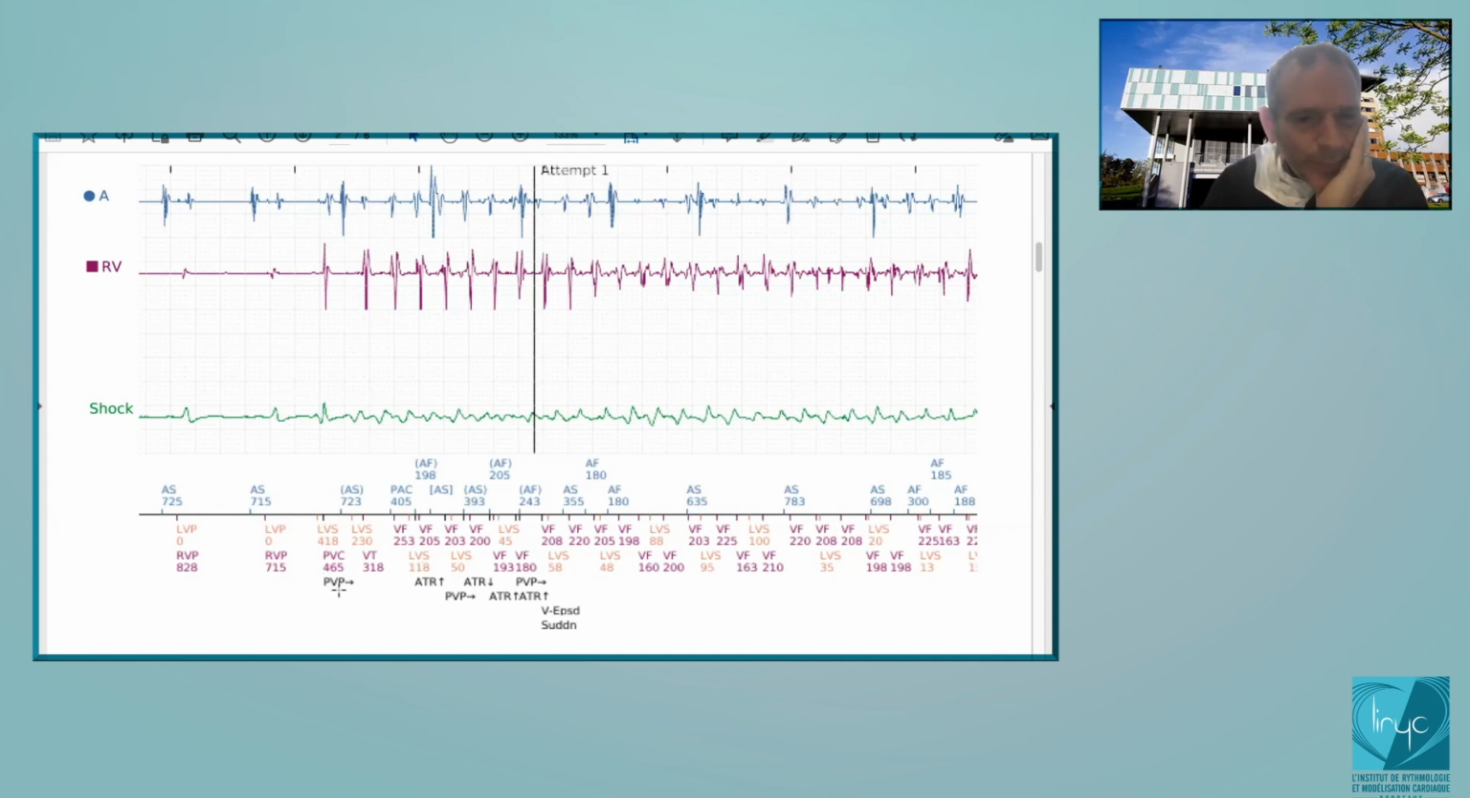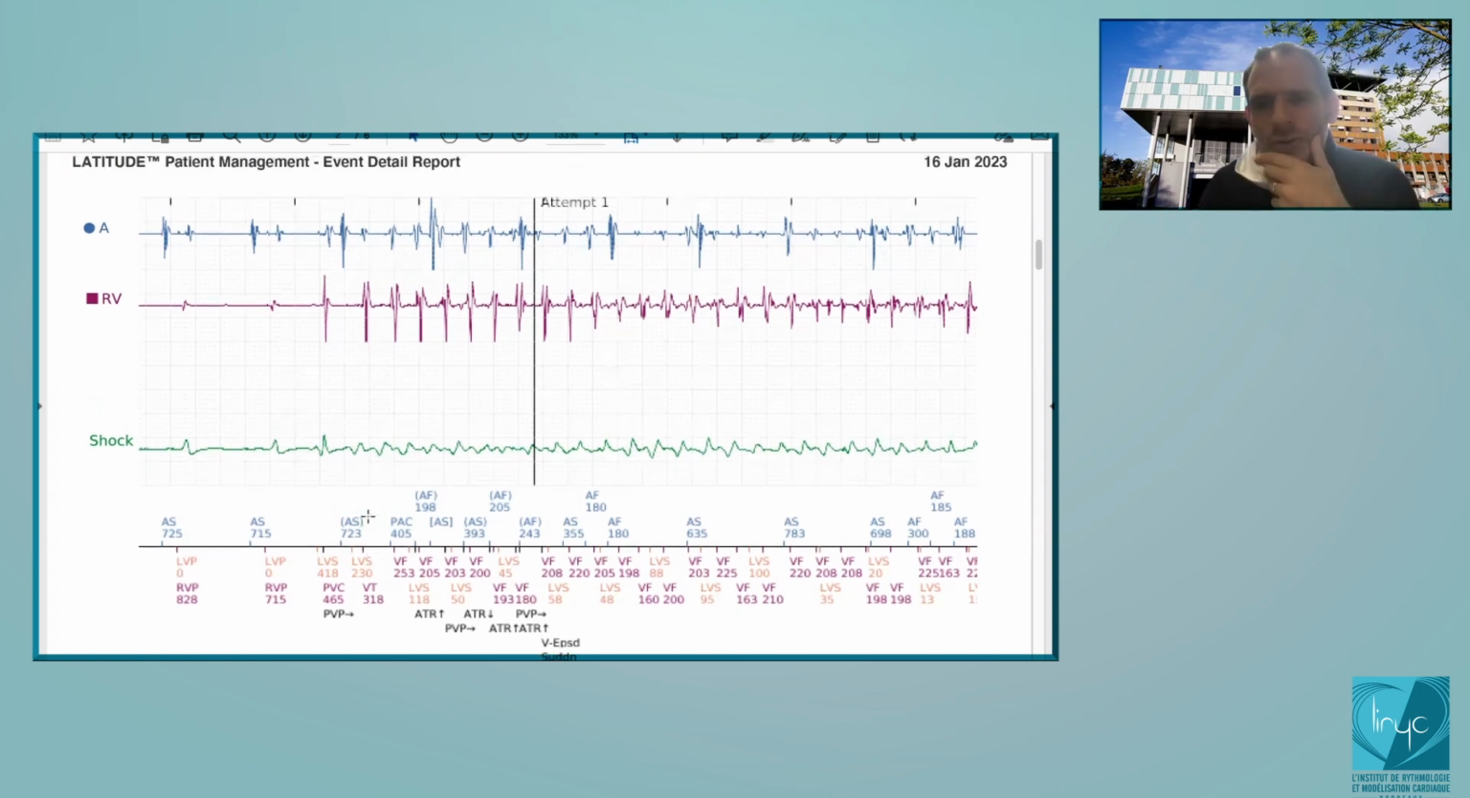PVP, for example, means that there has been a diagnosis of a PVC and that there is a prolongation of the PVARP. You see. So is this a good idea to show this on the tracing? That's a question. Here, ATR is the marker for the diagnosis of atrial fibrillation. You see? So many markers. So what do you think now?